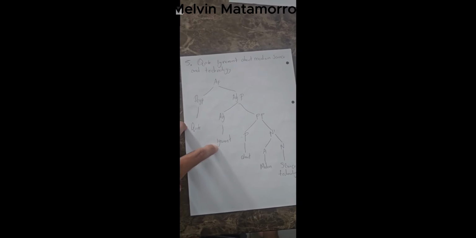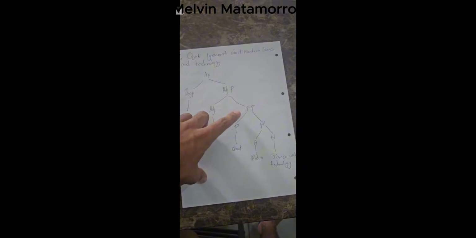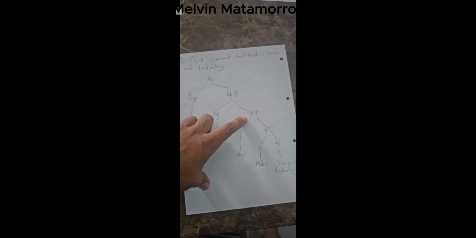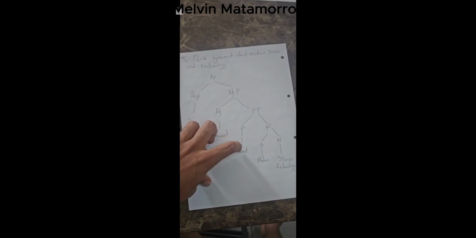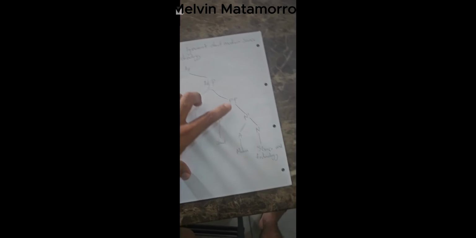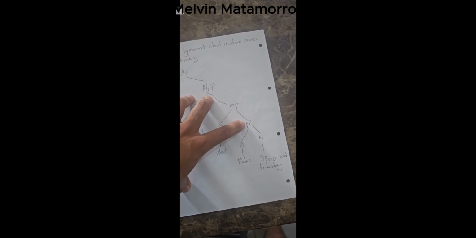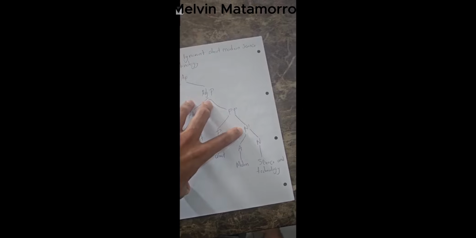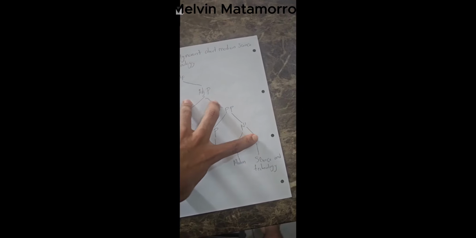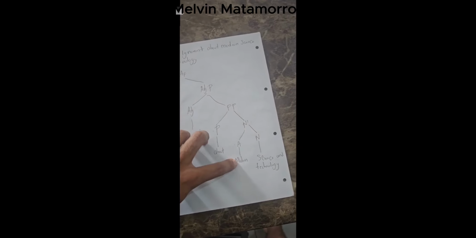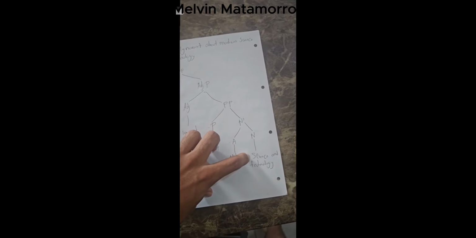The adjective is ignorant in this case. The prepositional phrase is divided into a preposition, about, and a noun phrase. The noun phrase is divided into an adjective and noun. The adjective is modern and the noun is sciences and technology.